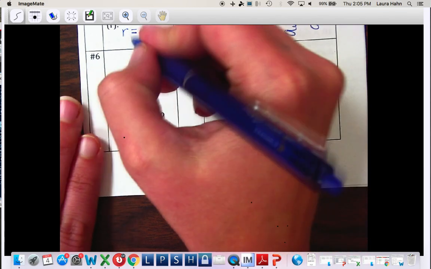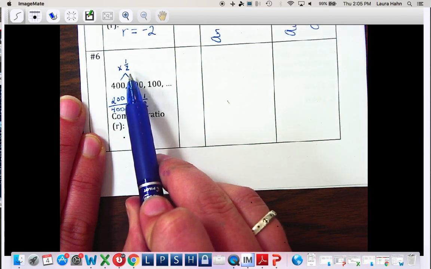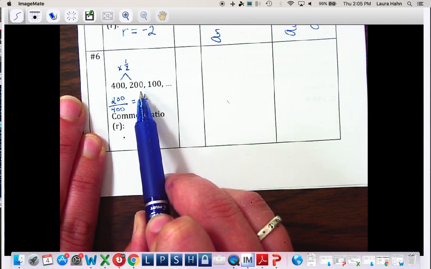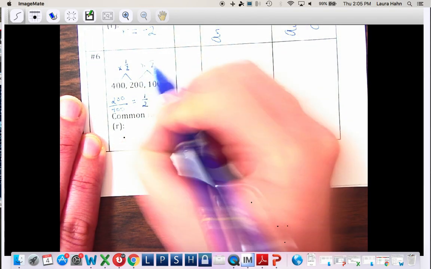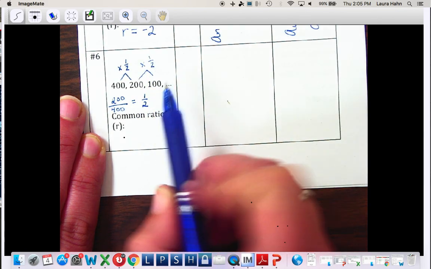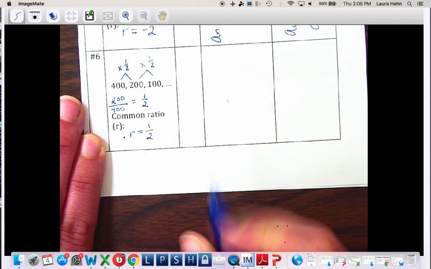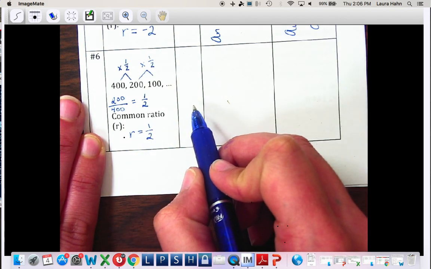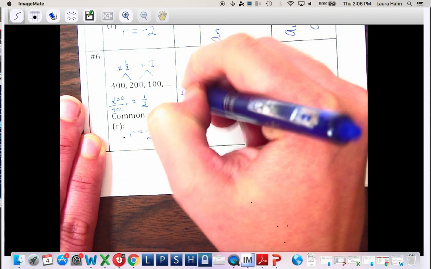So I know that 400 times 1/2 would be 200. 200 times 1/2 would be 100. So I know we're multiplying by 1/2 every time. A sub 1, my first value, the first number we started with, my first term is 400.